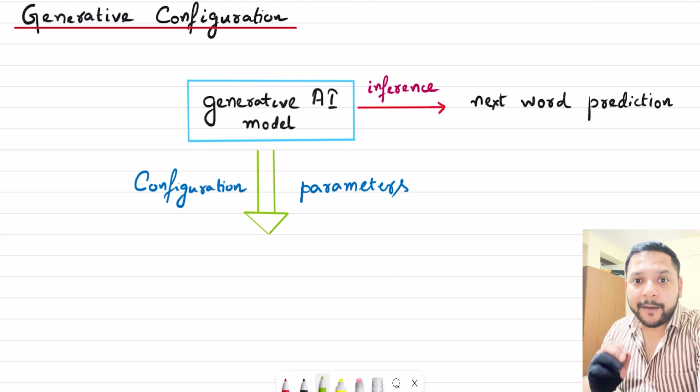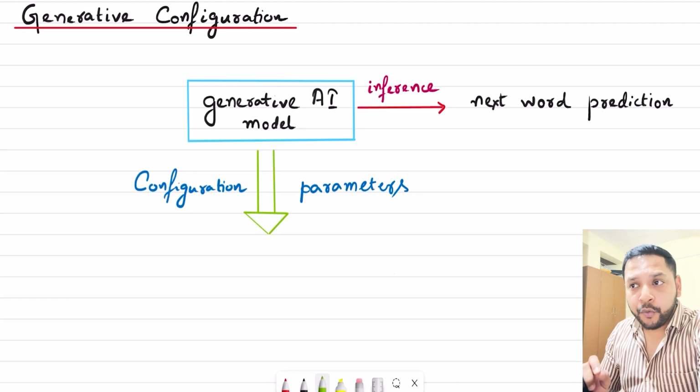In this video, I am going to explain the different kinds of configuration parameters which influence the results predicted from a generative AI model for next word prediction.